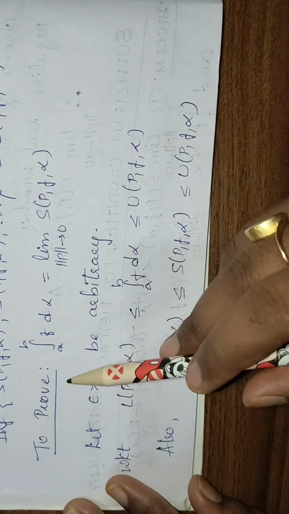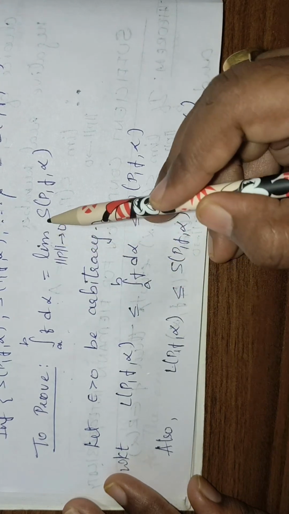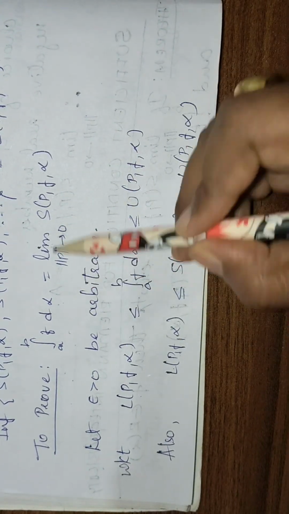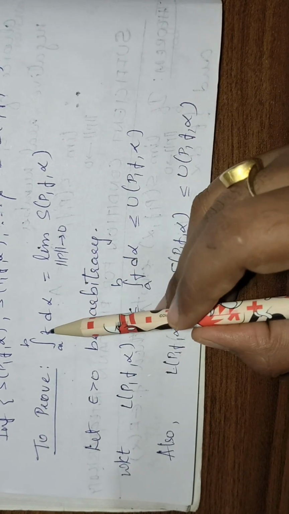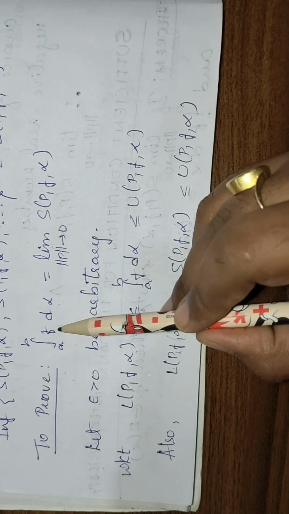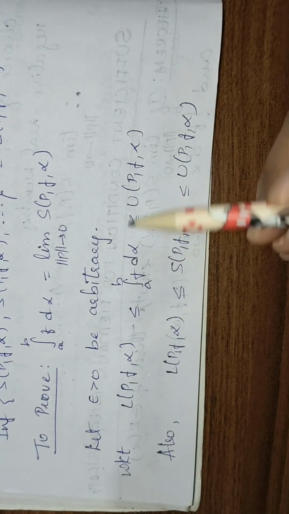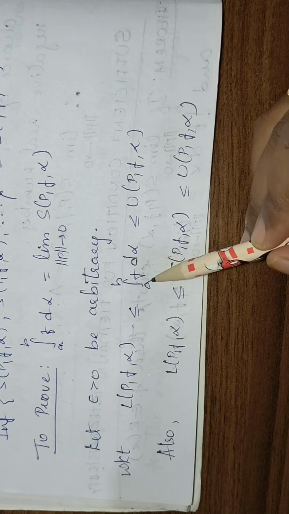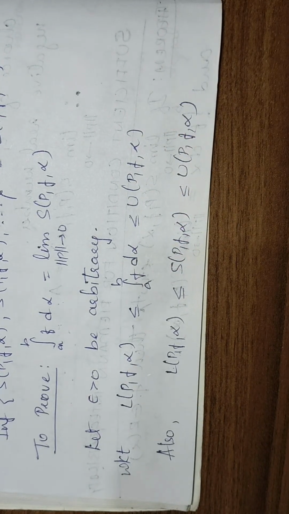See, and this is the second part of the theorem: to prove integral a to b f d alpha is equal to the limit as norm P tends to 0 of S of P comma f comma alpha. To prove this result, in the first part of the theorem we have proved f is Riemann Stieltjes integrable. So if f is Riemann Stieltjes integrable, then it must satisfy this inequality: L of P comma f comma alpha less than or equal to integral a to b f d alpha less than or equal to U of P comma f comma alpha.